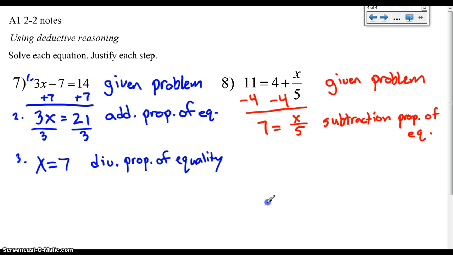We have one more step remaining. In order to undo this division of x divided by 5, I need to multiply both sides by 5. I'm going to do a little color coding there so you can tell that wasn't part of the problem originally. x over 5 times 5 is just simply x, and of course 5 times 7 is 35. And what we used there was the multiplication property of equality.